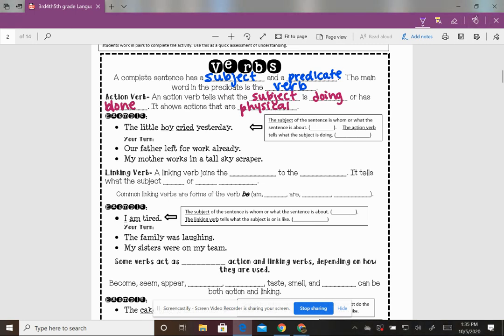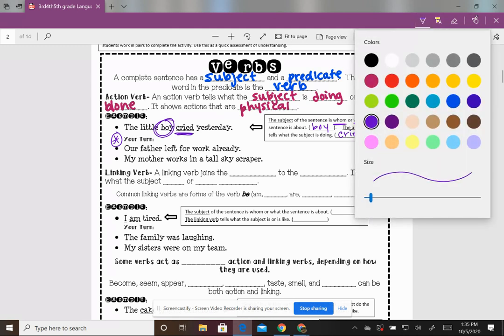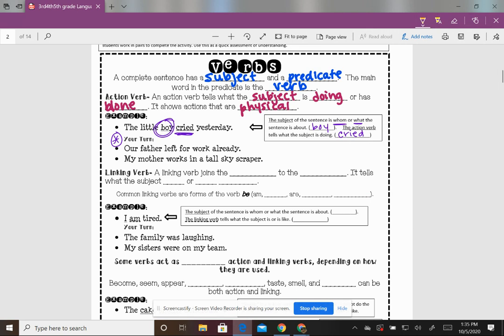Now the subject is whom or what. And in this case, boy is who we are talking about. Now the action verb tells what the subject is doing. What's that boy doing or what did he do? He cried yesterday. I want you to pause the video and try the your turn examples on your own. And when you're done, resume the video and check your work with mine.